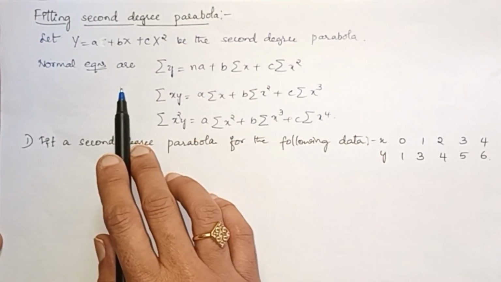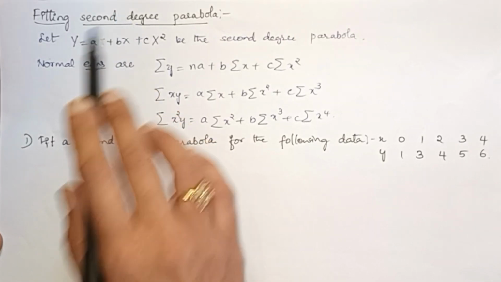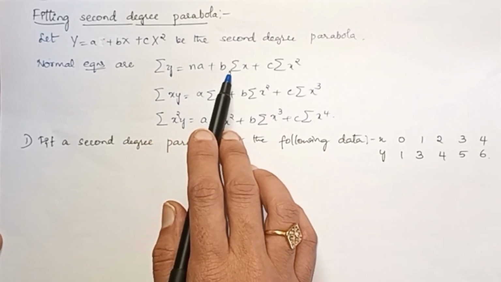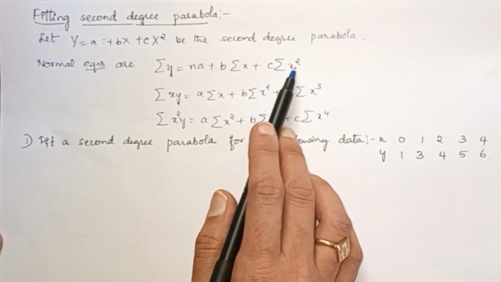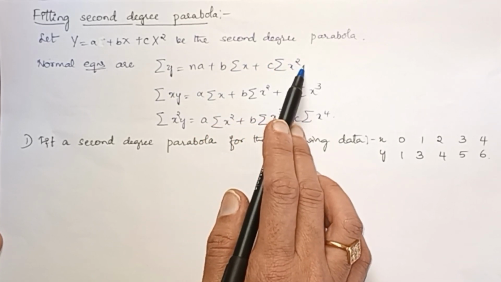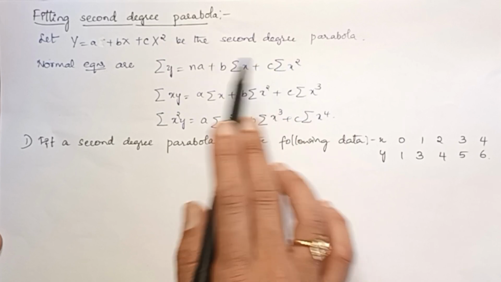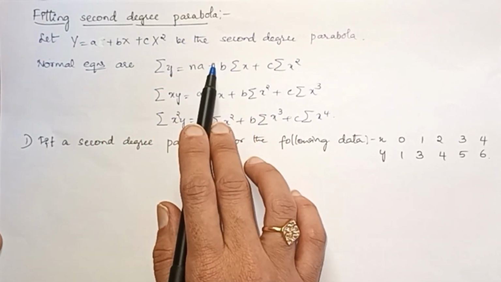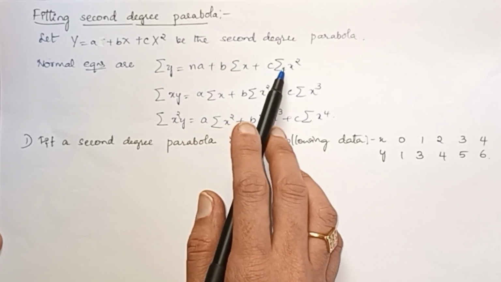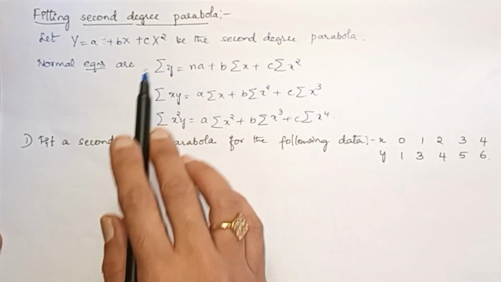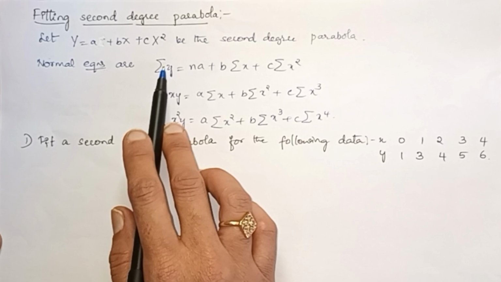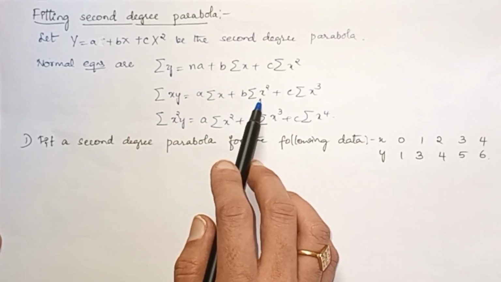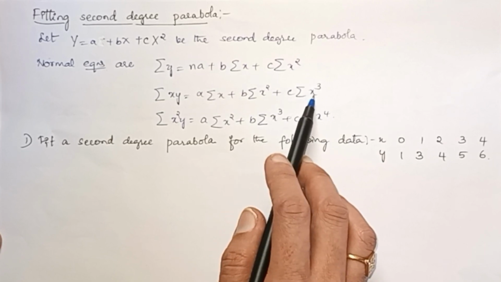Now you have to write the normal equations of this. Same as before, summation of y equal to na plus b into summation of x plus c into summation of x square. You have this x square term extra in the first equation. There you had just na plus b into sigma x. Now as it is a second degree parabola, therefore you have plus c into sigma x square. Next, sigma xy. Multiply this y by x. Then you will get a into sigma x plus b into sigma x square plus c into sigma x cube.